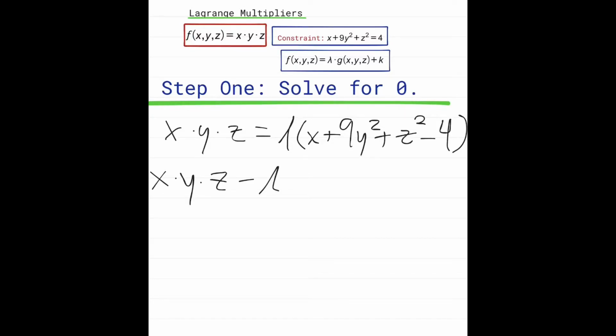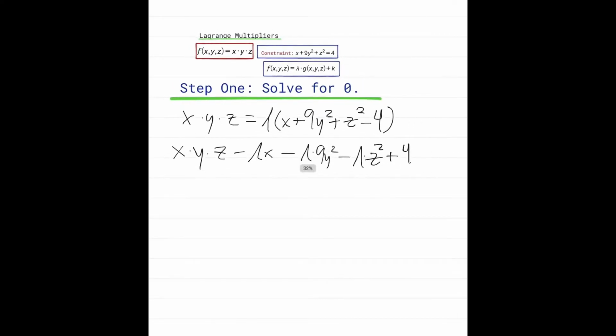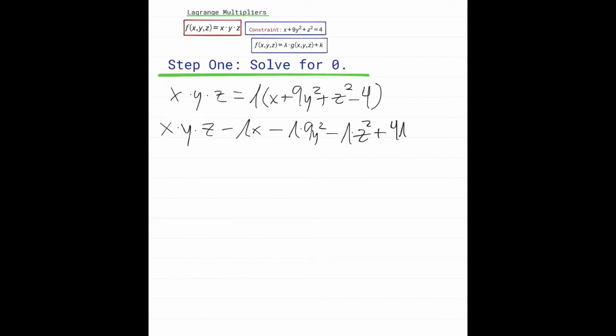So x times y times z minus lambda x minus lambda times 9y squared minus lambda times z squared plus 4 lambda is equal to 0. So that's step 1. All we did was set the f of xyz function equal to the constraint.